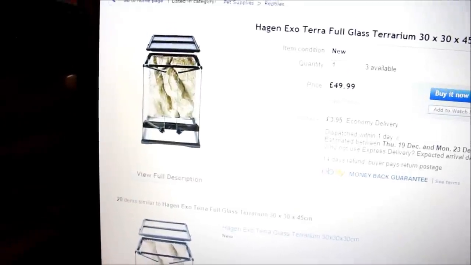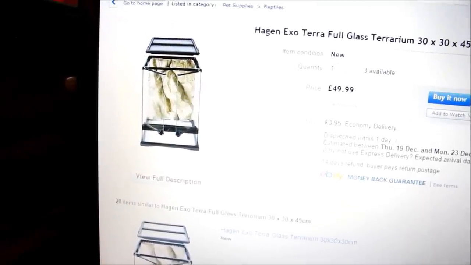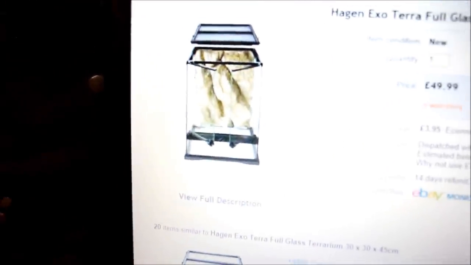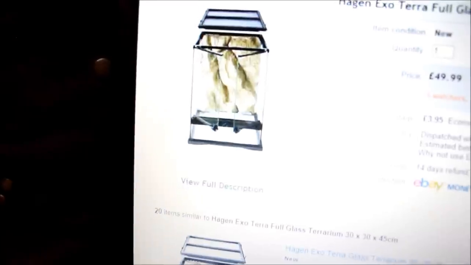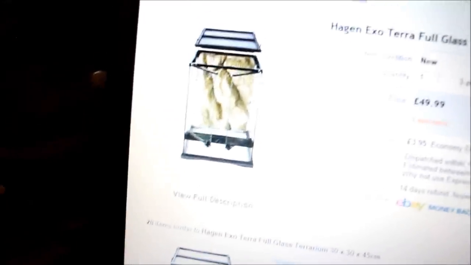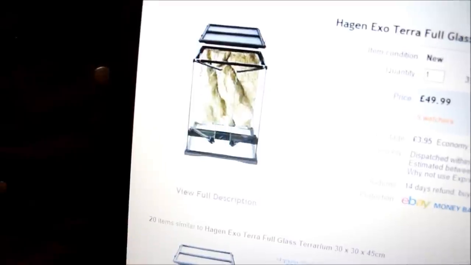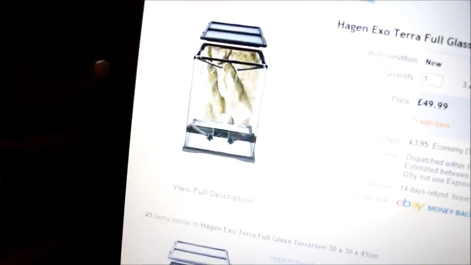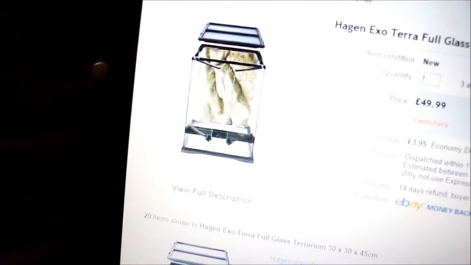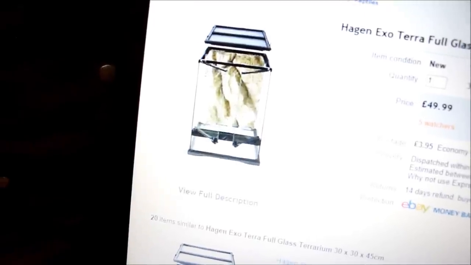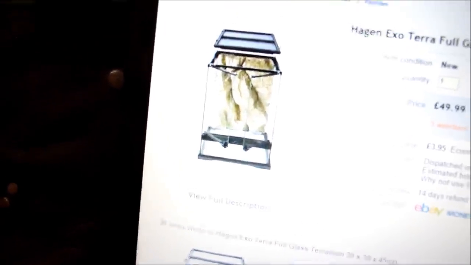So another option you can use is an ExoTerra full glass terrarium. Only problem with this, for example, this particular design, is leopard geckos can't crawl up walls. So having a high one won't be great. It's just wasting space. What they really need is a lot of floor space.